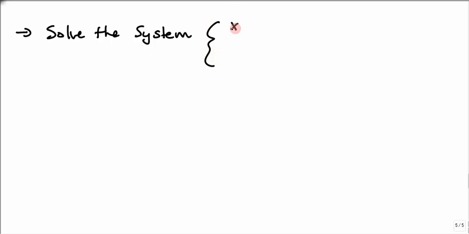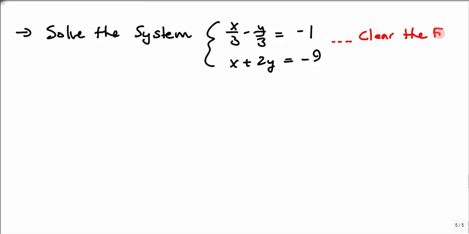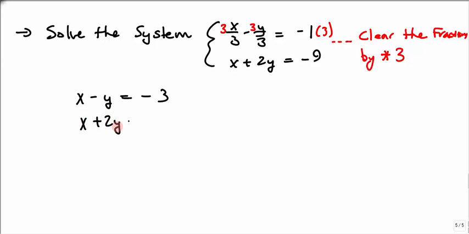And we'll have x over 3 minus y over 3 equals negative 1, and x plus 2y equals negative 9. Well, when I look at this, I'd rather not work with fractions, so I want to clear the fractions. And after I clear the fractions, I'll choose a method. I'm going to multiply both sides through by 3. When I multiply by 3, every single term, the 3's cancel. So I'm left with x minus y equals negative 3, and x plus 2y equals negative 9.